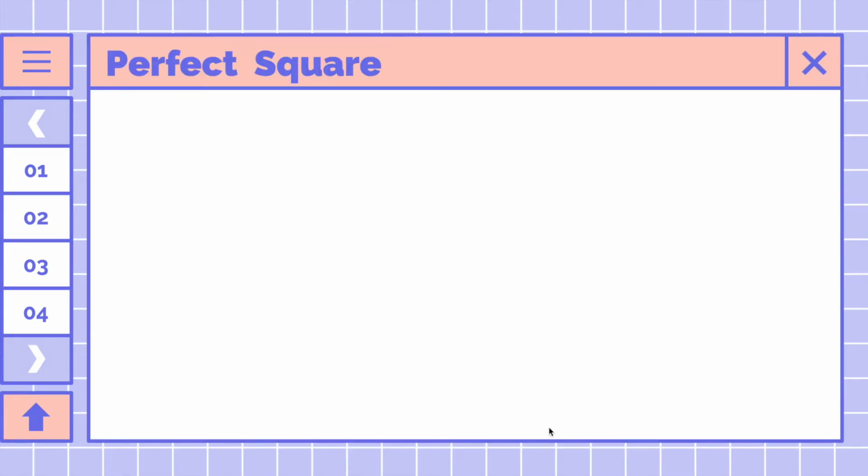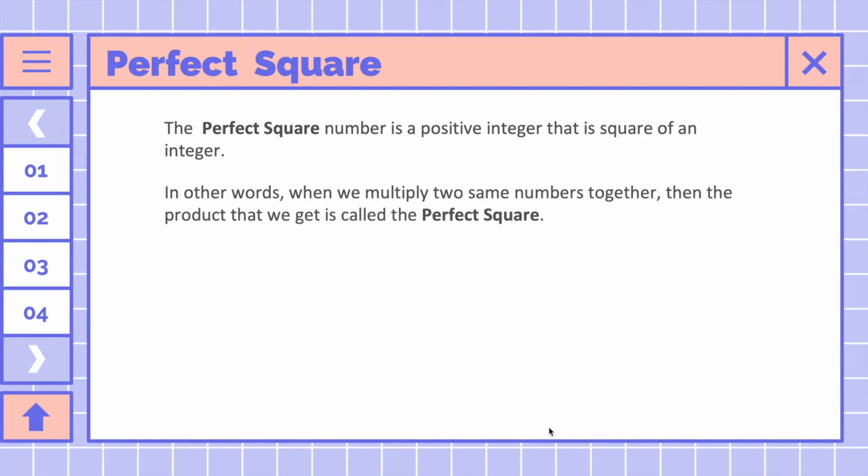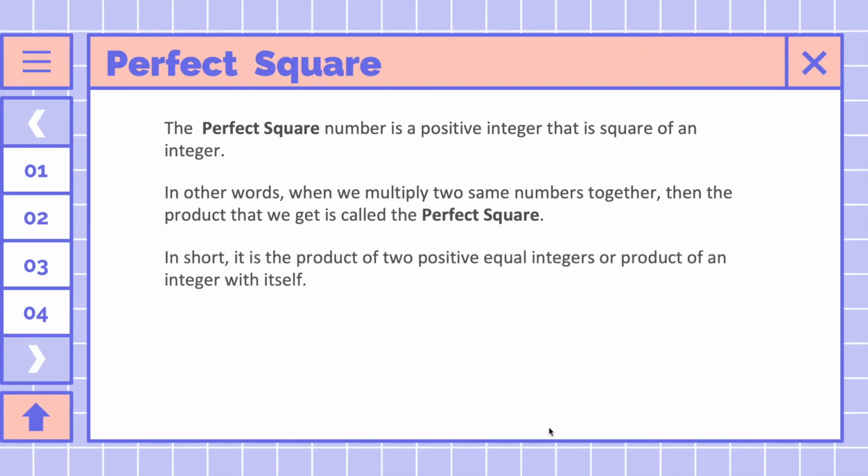So what is a perfect square number? A perfect square number is a positive integer that is the square of an integer. In other words, when we multiply two same numbers together, then the product that we get is called the perfect square. In short, it is the product of two positive equal integers, or the product of an integer with itself.